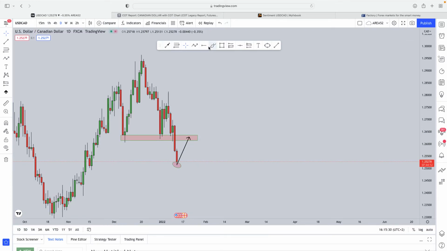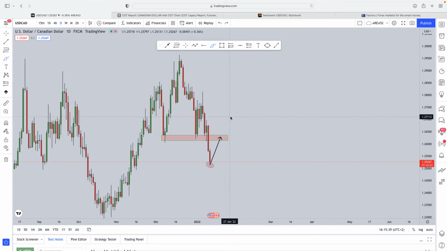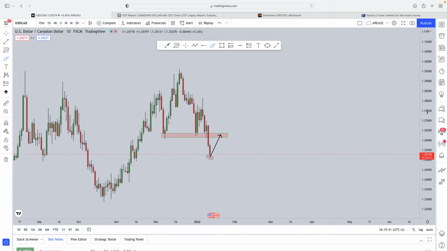Some people probably came in and they said, you know what, we have the structure in here, so we're probably going to get that pullback. And the market said, no, we want to continue further down first before we continue to the upside. So overall, we can see that in the short term, we can expect the US dollar to get stronger.